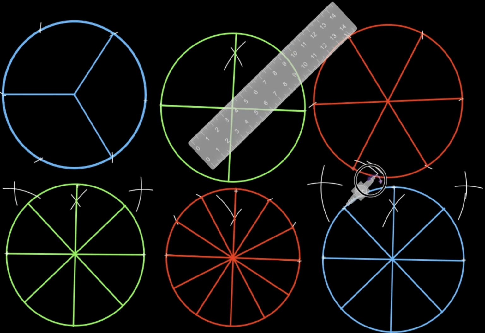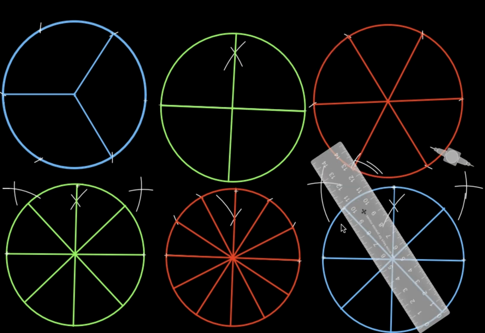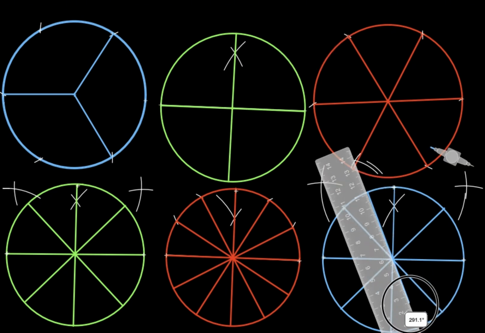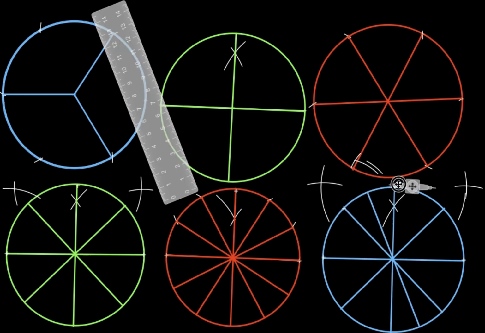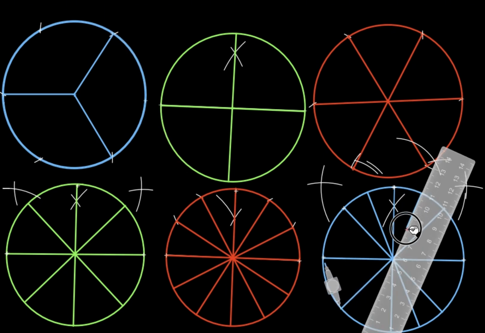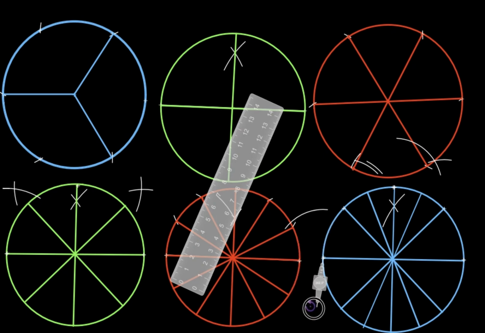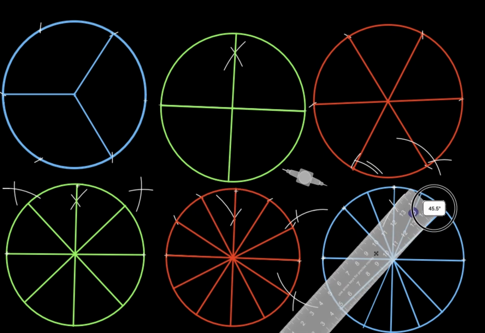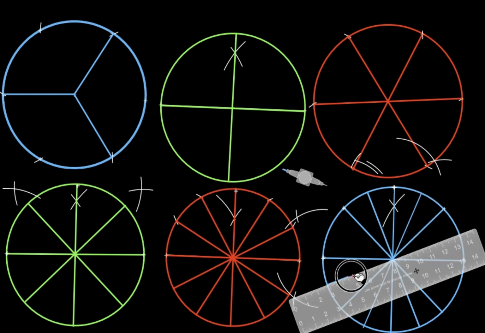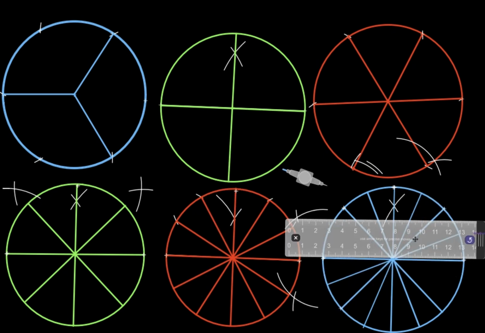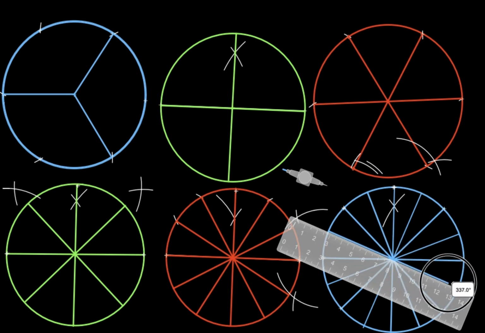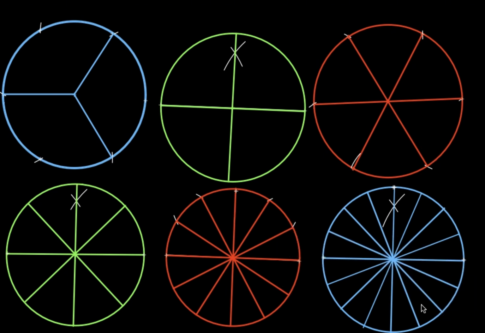Bisect each 45 degrees angle at the center. Join every new point to the center. The circle is divided into 16 equal sectors.